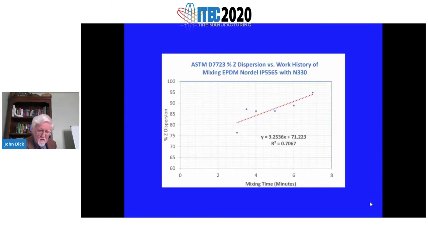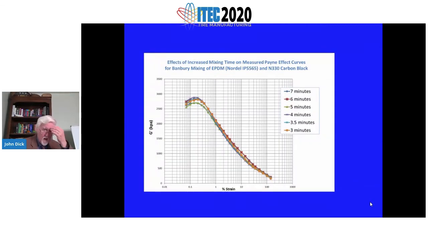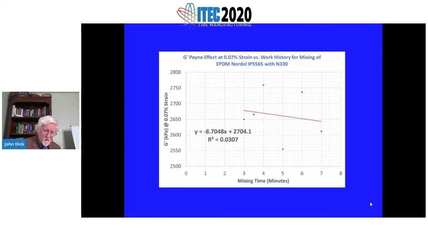So on the next slide, you see with the Dispersion method, the ASTM D7723, you get some correlation with state of mix. However, on the slide after that, you see that you get pretty much the same curve on the paint effect side, because the more work history you put into it doesn't really move the paint effect curve that much. So in the next slide, you'll see that you get another shotgun effect pattern, and you have a very poor R square, which you would predict.